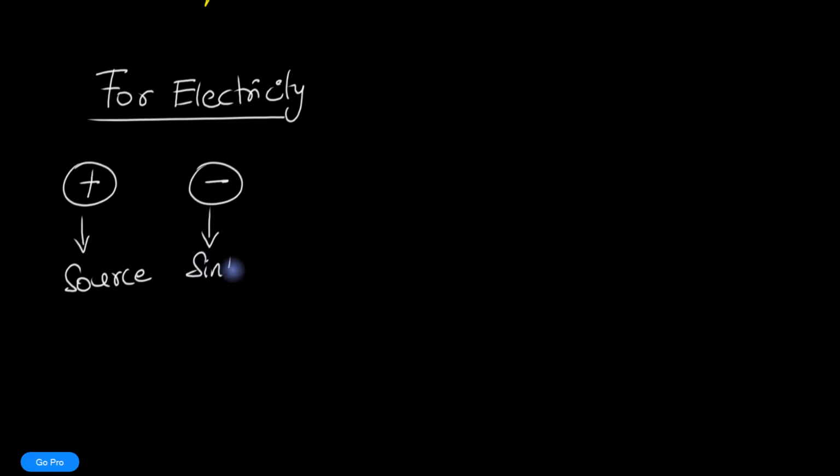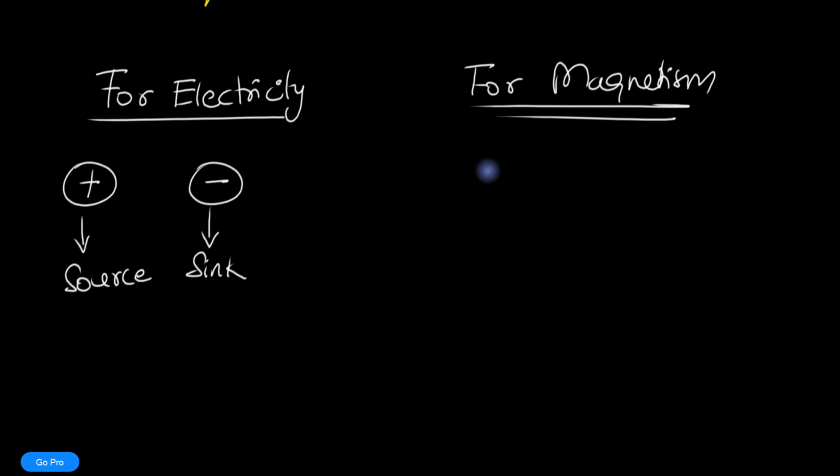So for electric fields, for electricity, we have positive charge and a negative charge, and this one is the source of electricity, and this one is the sink of the electricity. So the question is, for magnetism, what do we have? Because I think if we answer this question, maybe we can define our magnetic fields analogously.